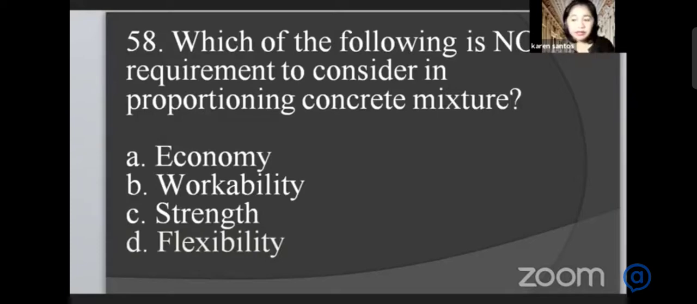Workability is the term describing how easily freshly mixed concrete can be mixed, placed, consolidated, and finished. Strength and durability are important and needed. And when we say economy, it should be optimized for availability and, of course, for sustainability. That's why the answer is letter D, flexibility. Again, the question is which of the following is not a requirement to consider in proportioning concrete mixture? So you have to analyze the question better.